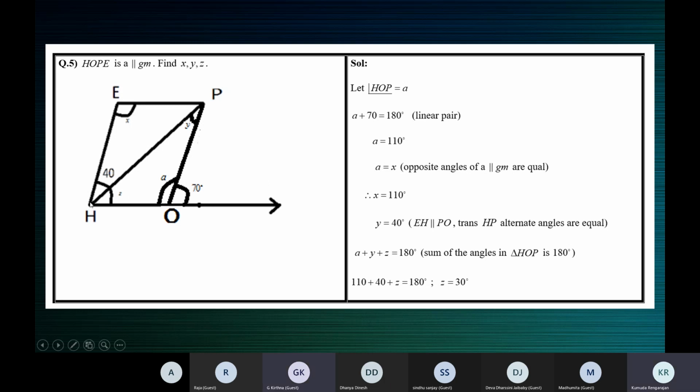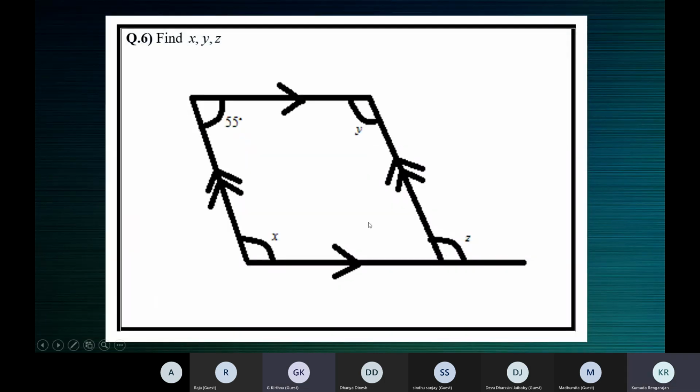Now, Keetna, is HOT a straight line? Yes, ma'am. Okay, and this ray OP stands on it. So on either side of the ray, A and 70, A plus 70 is equal to 180. Now, can you apply that here? X and Z. Clearly, X is formed at this vertex. Z is formed at this vertex. Ma'am, we can create a new angle.